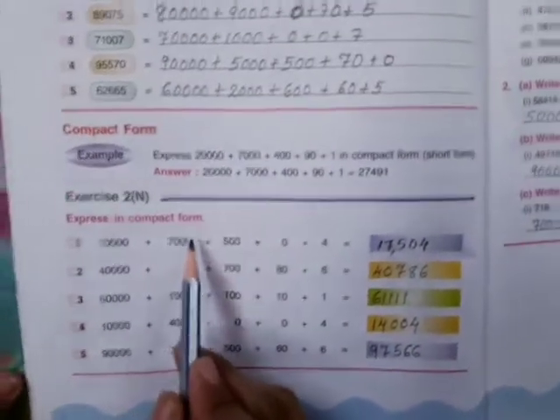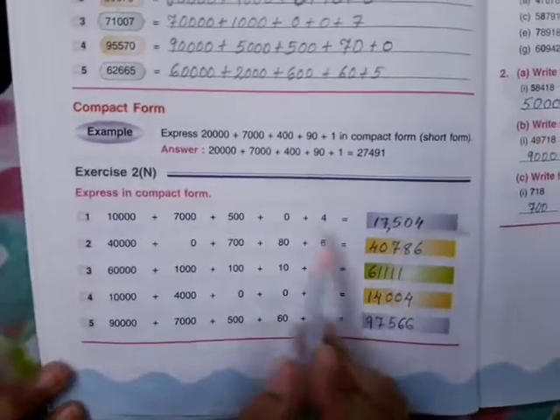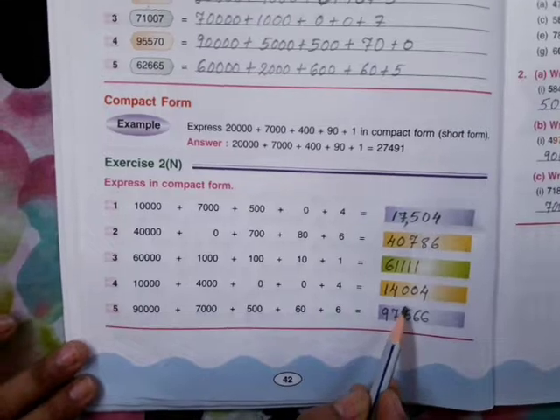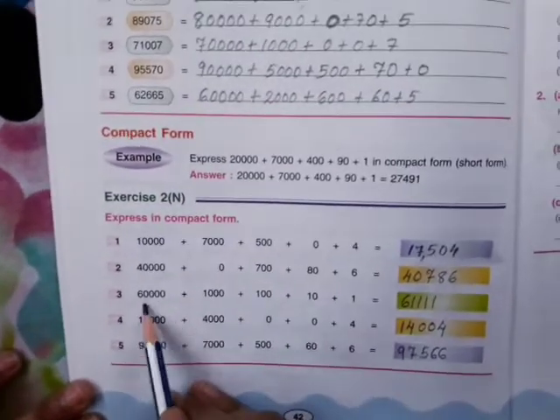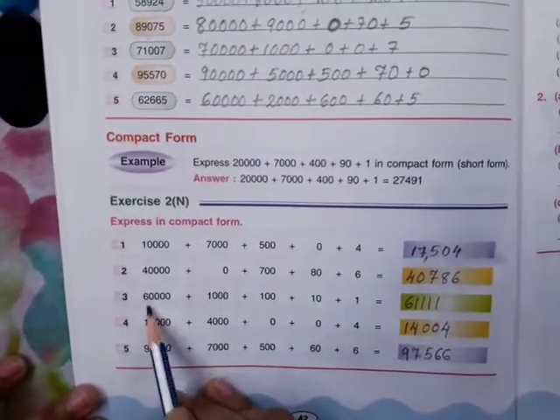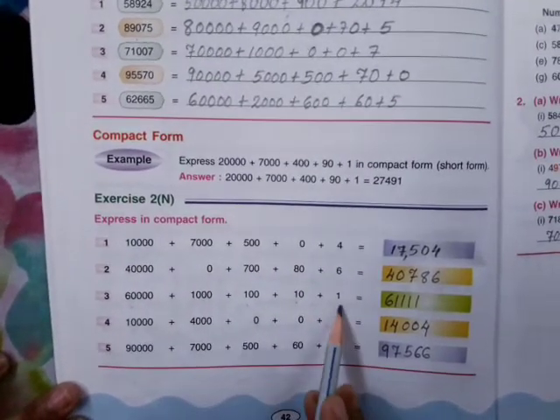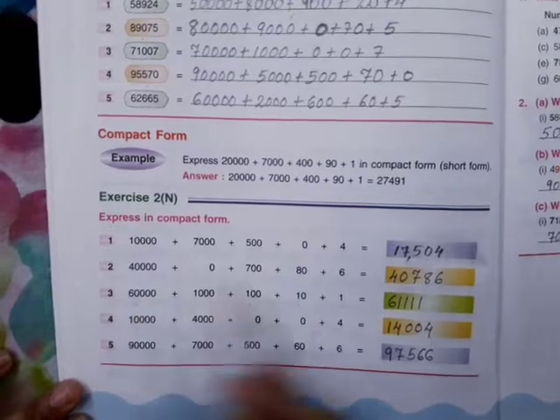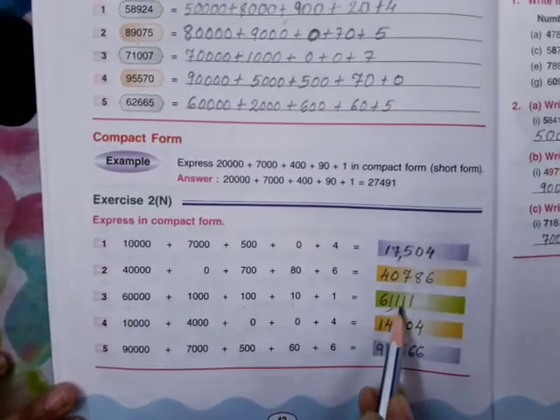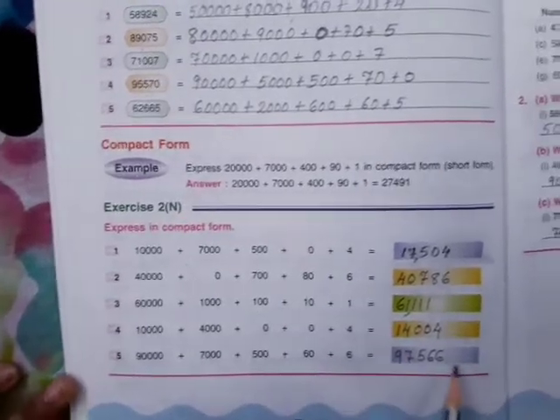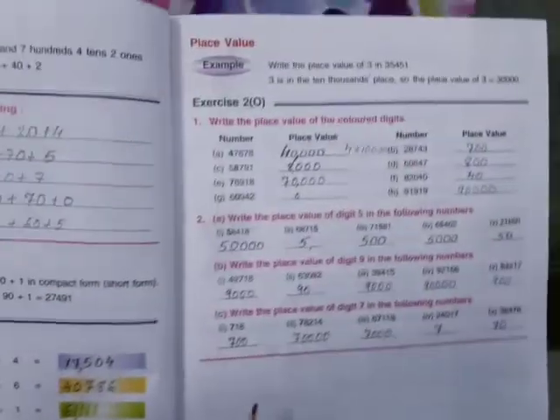Express in compact form, that means short form. Here I have written the short forms. 6,000, 60,000, 1,000, 100, 10 and 1. So you are getting 61,111. Here I have given. And let's see another question, the last one.